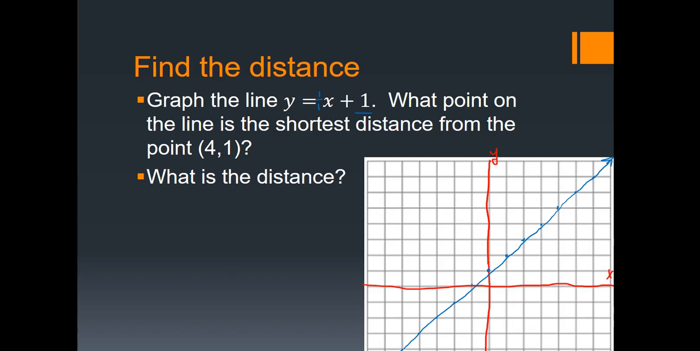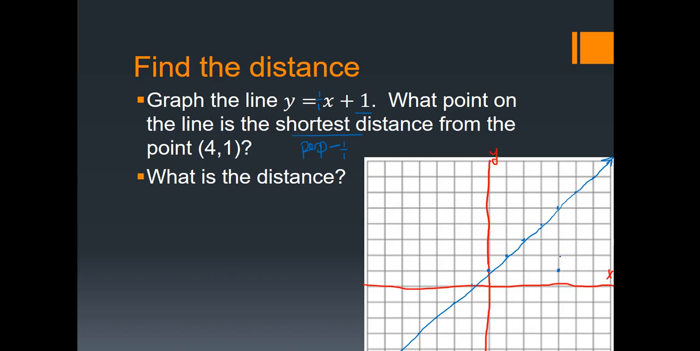And now (4, 1) is the point we're looking at. Okay, and we want to know which one is the shortest distance. So remember, the shortest distance is the perpendicular distance. So since the slope of my line is 1 over 1, the slope I'm going to use to find the shortest distance would be the opposite reciprocal. So flipping it, you still get 1 over 1, but it has to be opposite, so it'll be negative 1 over 1.